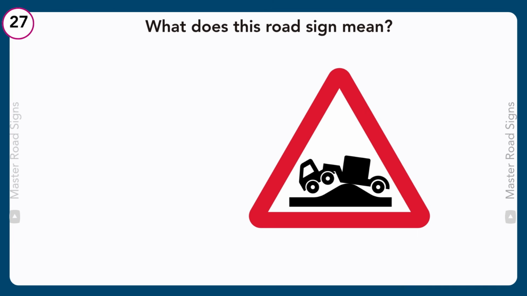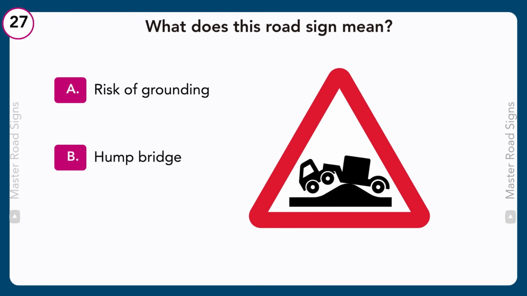What does this road sign mean? Option A, risk of grounding. Option B, hump bridge. Option C, uneven road.